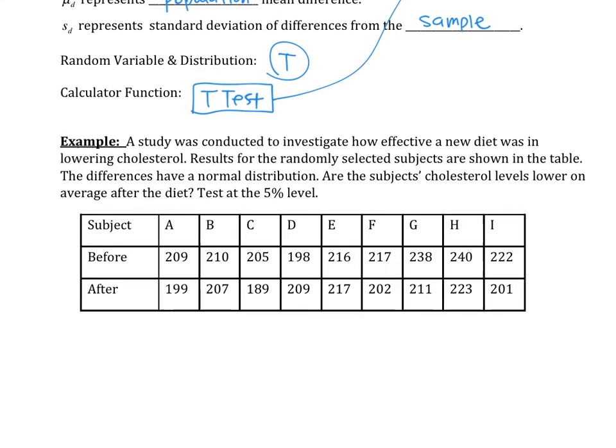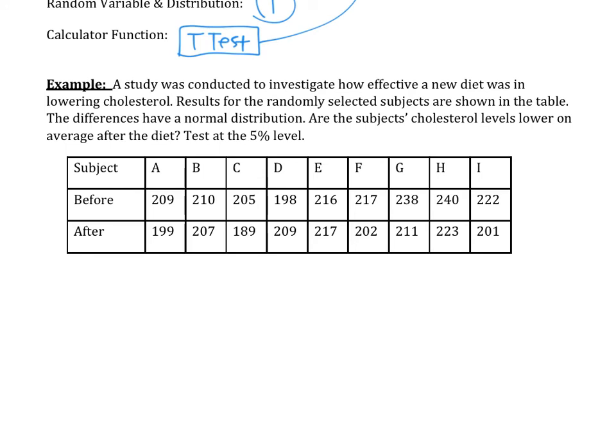So let's look at the example here. A study was conducted to investigate how effective a new diet was in lowering cholesterol. Results for the randomly selected subjects are shown in the table. The differences have a normal distribution. Where does that normal distribution come from? We kind of need it for theoretical reasons, so you don't have to worry too much about it. So the question here is, are these subjects' cholesterol levels lower on average after the diet? Use a 5% level.